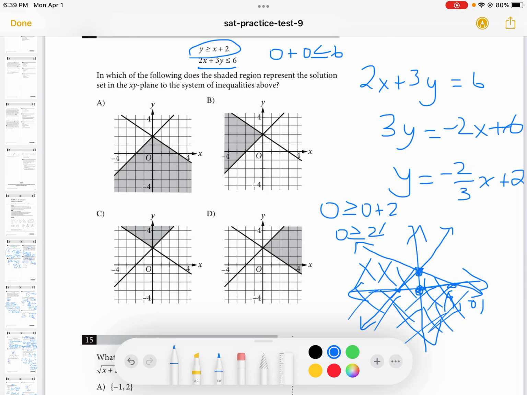Now we can combine the two. We know this side is the solution set for the first one, and then the x's are the solution for the second one. And now you just need to find where they overlap. And that's answer B, right there. Now, let's move on.